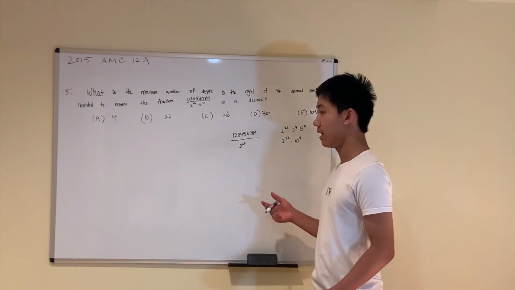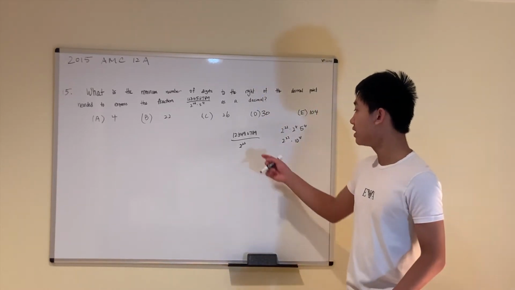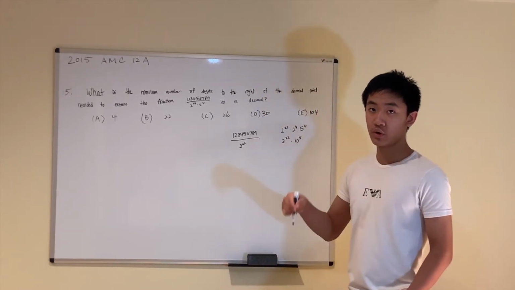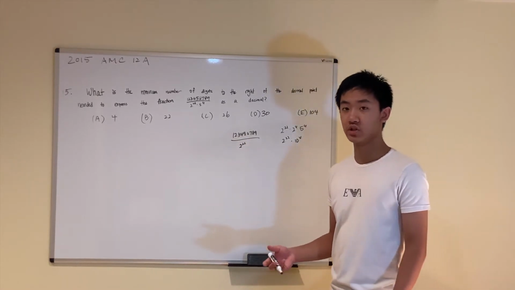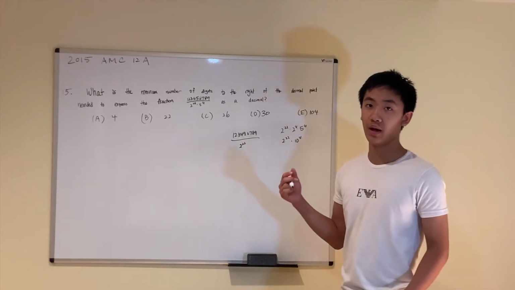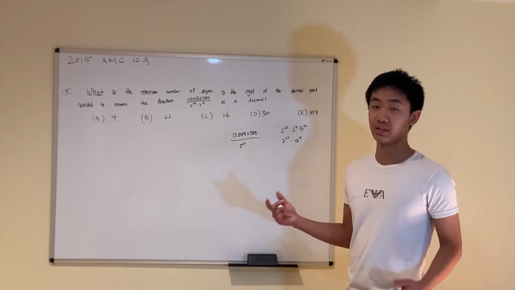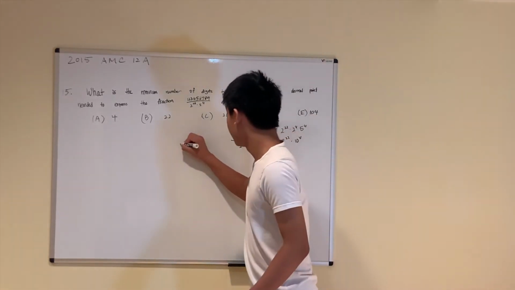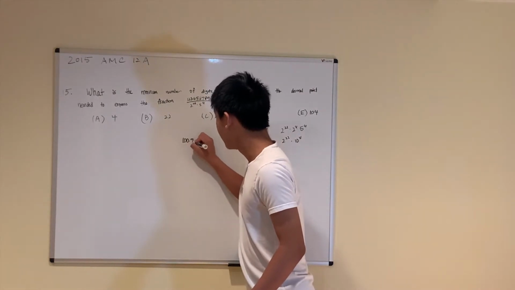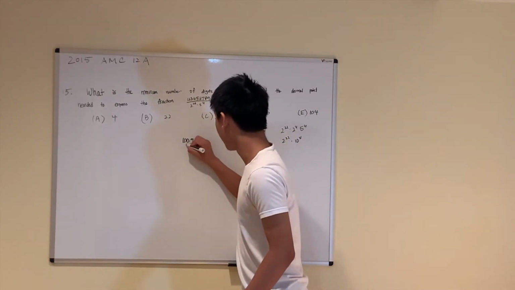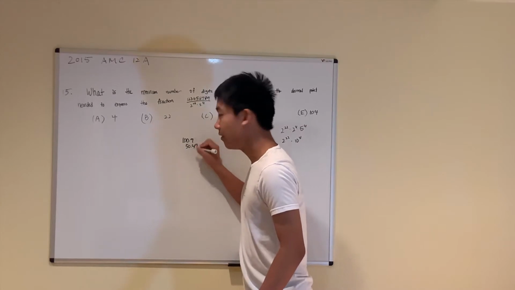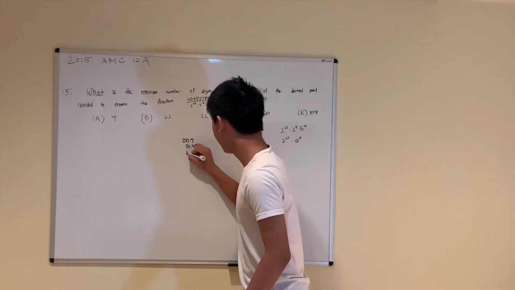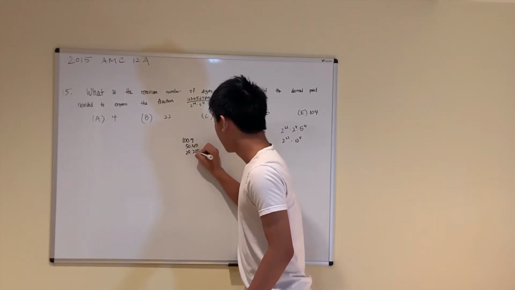And the key realization here is that every time we divide this number by 2, we're going to add 1 to the number of digits to the right of the decimal point. To visualize that, we can use a smaller number, like 100.9. If we have 100.9 and divide it by 2, we're going to have 50.45. If we divide 50.45 by 2, we're going to have 25.225.